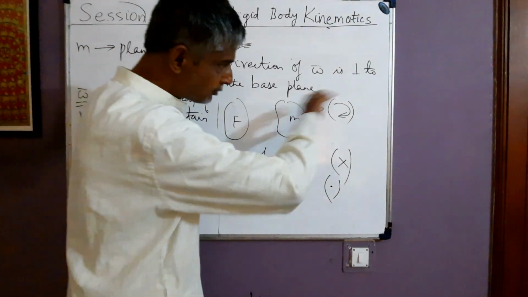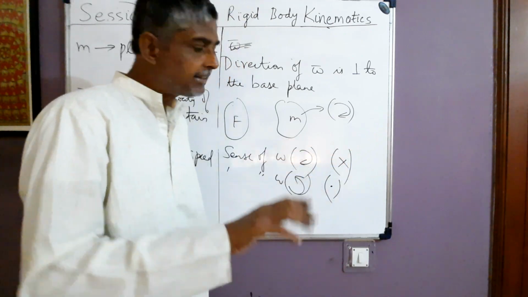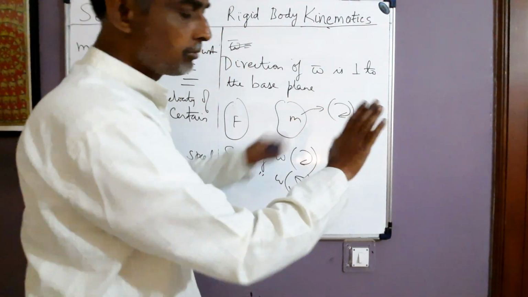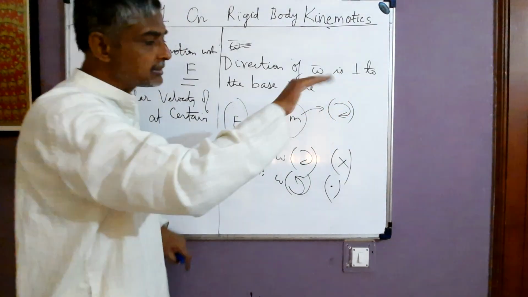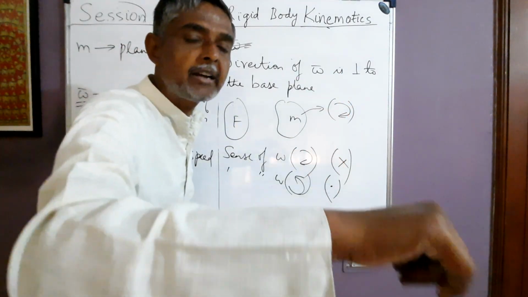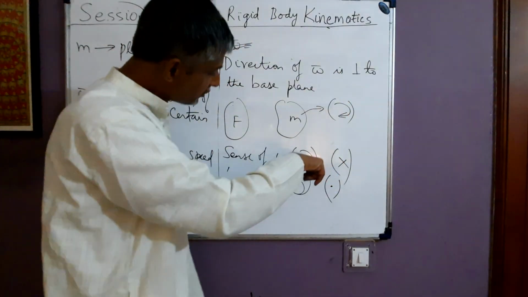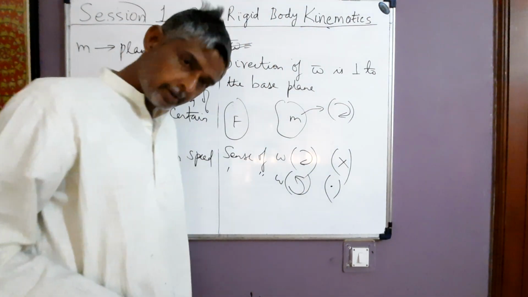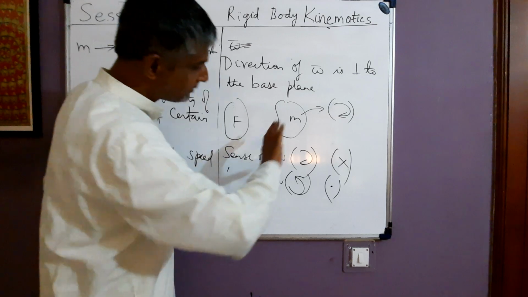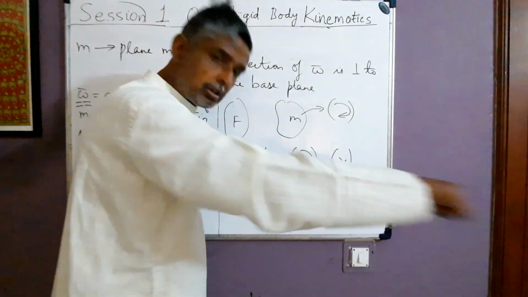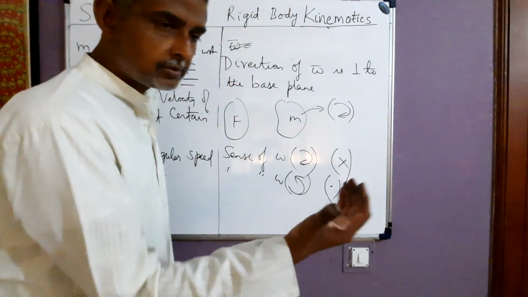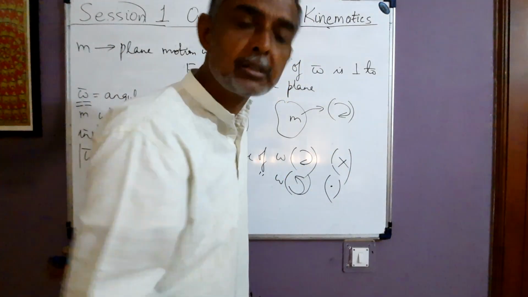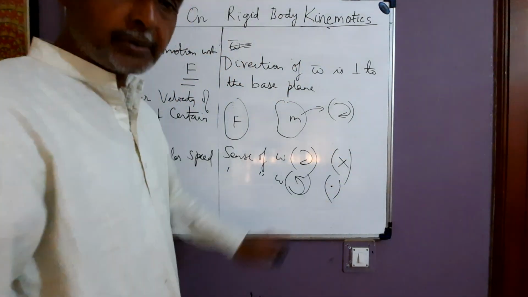If the sense of omega is clockwise, what do we do? How do we decide the direction of omega given its sense? We take the right hand, we fold the first 4 fingers of the right hand along the sense of omega, keeping the thumb of the right hand straight. The direction of the straight thumb of the right hand gives the direction of vector omega. Alright. So if omega is clockwise, the direction of omega is normally into the base plane. If the sense of omega is anti-clockwise, then the direction of omega is normally out of the base plane. So these are the two aspects.